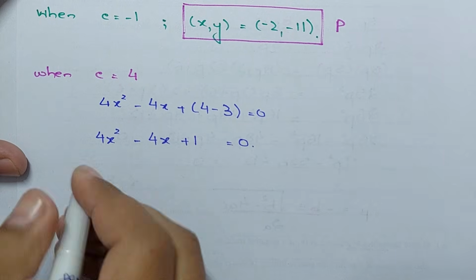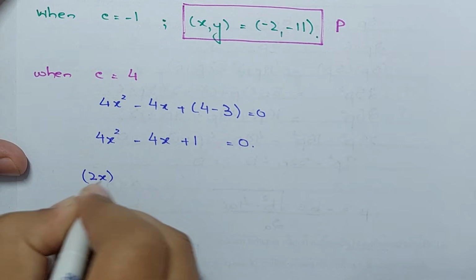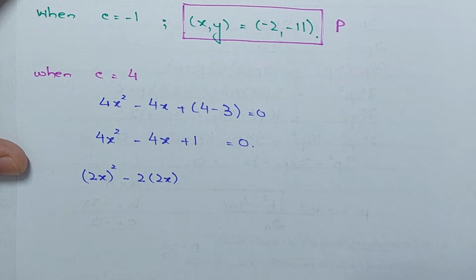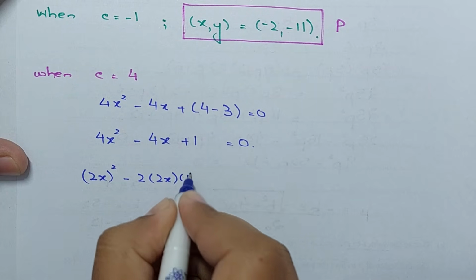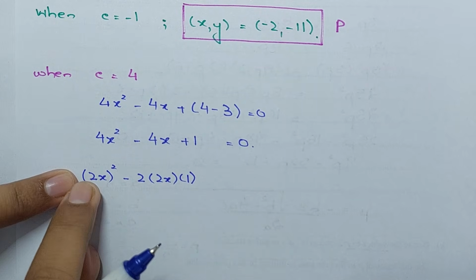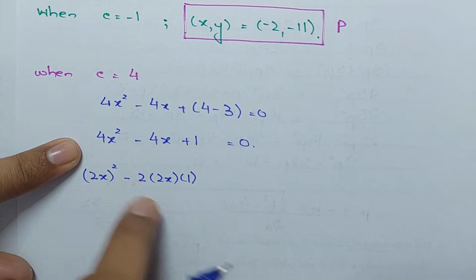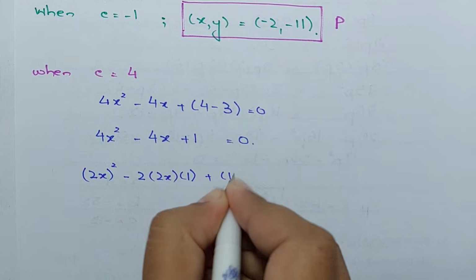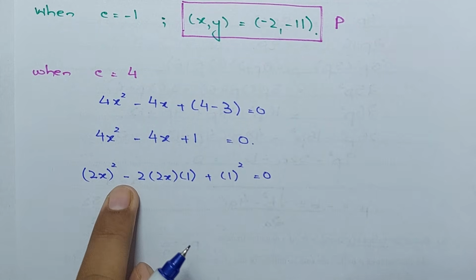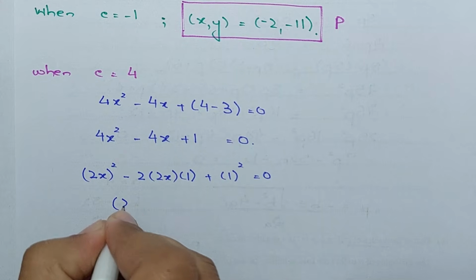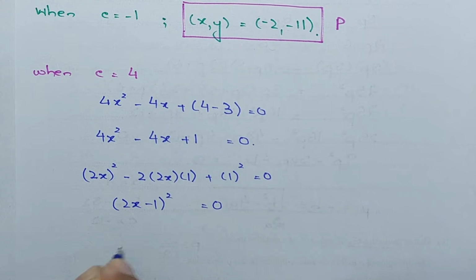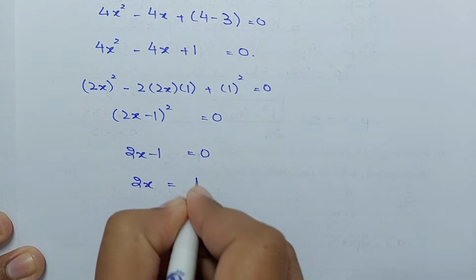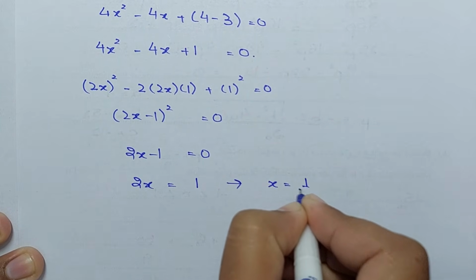Okay, now we can say this is 2x whole square minus 2a and b. What is the b? B is 1, because 2x whole square would be 2 square is 4x square is x square, 4x square minus 2 into the first term into the second term. So this is minus 4x plus the b square. This is a square minus 2ab plus b square. This is 2x minus 1 whole square equals to 0, or 2x minus 1 equals to 0, and here 2x would be equals to 1, and from here the x coordinate is 1 over 2.